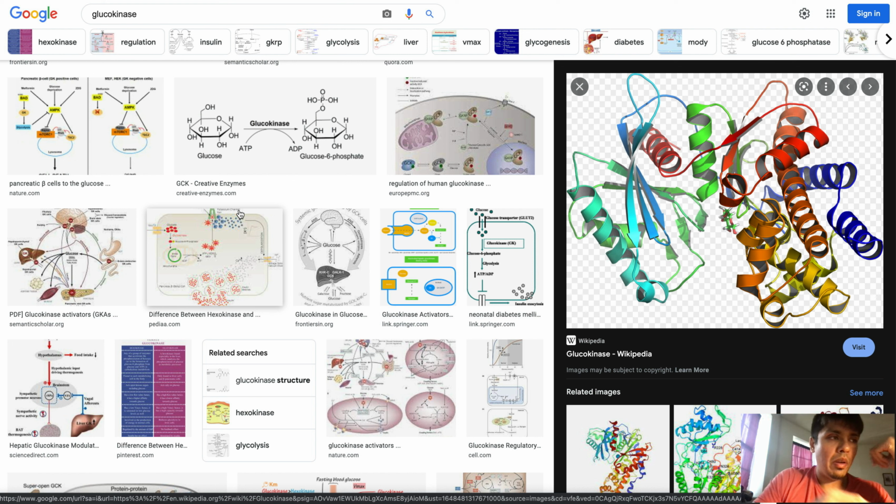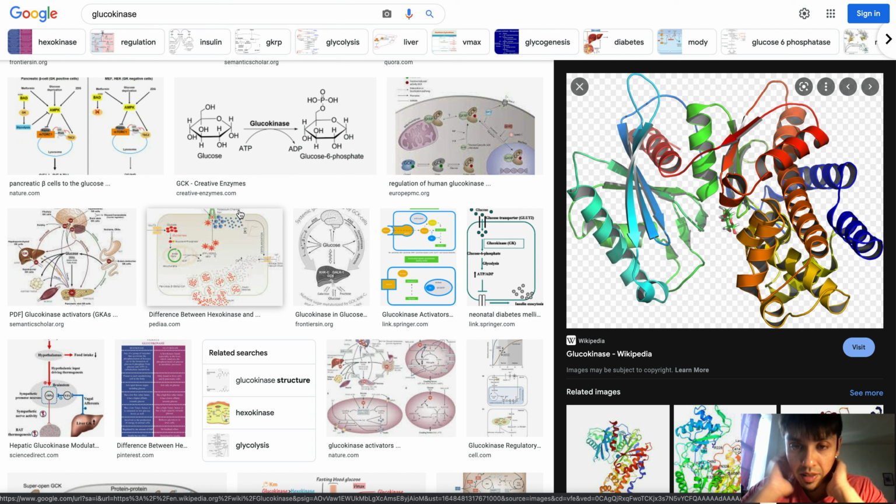So hexokinase converts glucose into glucose 6-phosphate, which is essentially irreversible, and that then goes down through the steps and stages of glycolysis, until at the end of the day we have pyruvate.